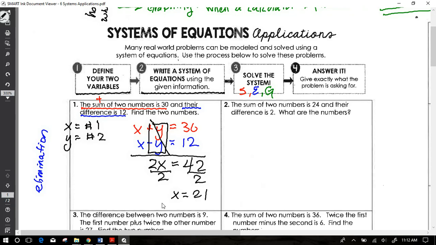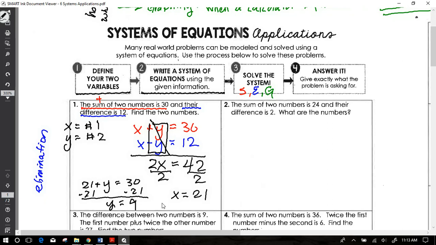So now I know what x is. Let's go ahead and plug x into one of these 2 equations. Either one that you want to do is fine. I'll just pick the red equation. So 21 plus y equals 30. Subtract 21 from both sides. And now I know that y equals 9.